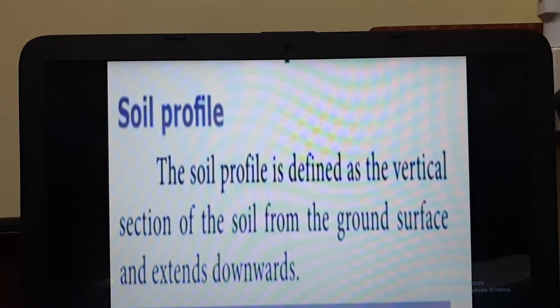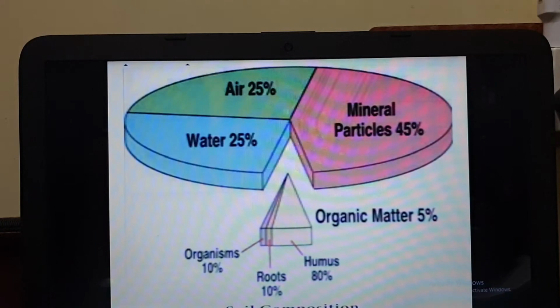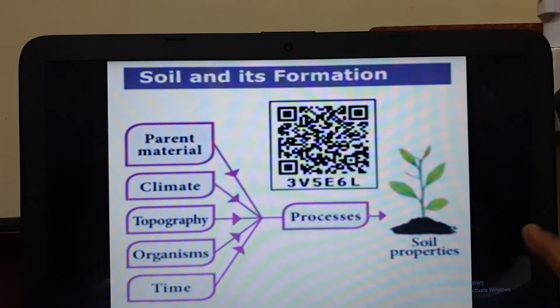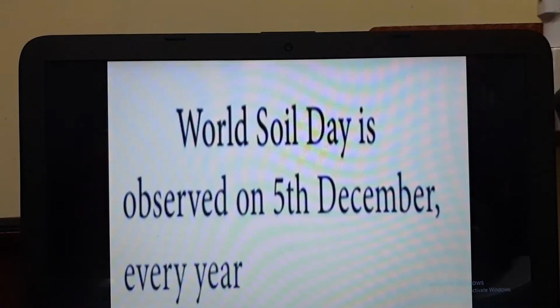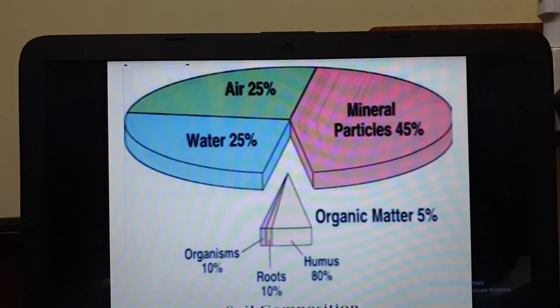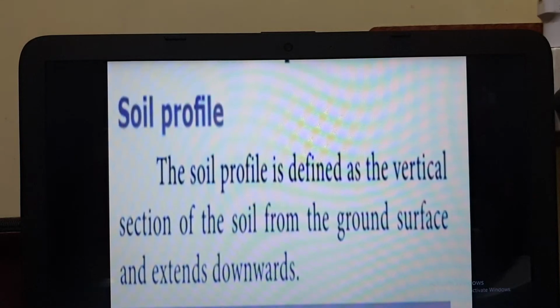Okay, layers of soil. The second diagram what I am going to ask you to draw today is this one. The first one is this. This is the first diagram you are going to draw. The second diagram is this one. Okay, third diagram is I will be telling you to draw the layers of soil. Okay, now this one I will explain you in the next diagram so that you can understand it easily.